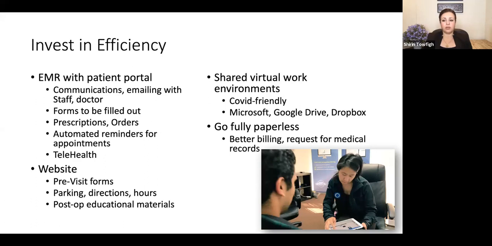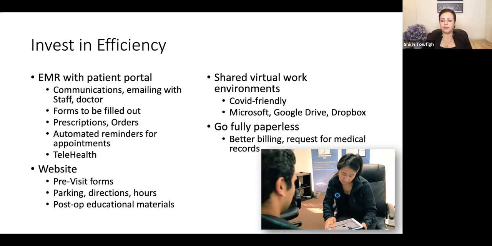For those of you in private practice, I highly recommend you have your own website. You can have all your pre-visit forms uploaded to that website. Information for patients such as where to park, how to get to you, what hours you're open should be on that. And also post-operative educational materials should be standardized and placed on that.